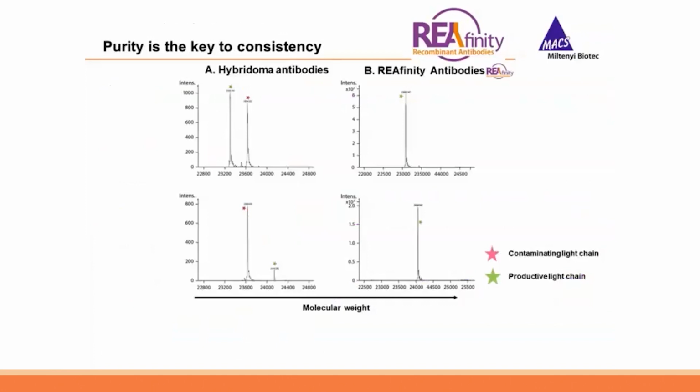This is just an example to depict how pure recombinant antibodies can be. On the left-hand side, you see two independently and randomly picked hybridoma antibodies. They were subjected to mass spectrometry analysis to see the protein sequence. On the x-axis, you see the molecular weight of the light chain. As you can see, the desired productive light chain is present in the final analysis. However, there is also a contaminating light chain, and this has nothing to do with the final antibody molecule. On the other hand, the recombinant antibodies, when subjected to the same analysis, show the presence of only the productive light chain, that is, the light chain that should be a part of the antibody.